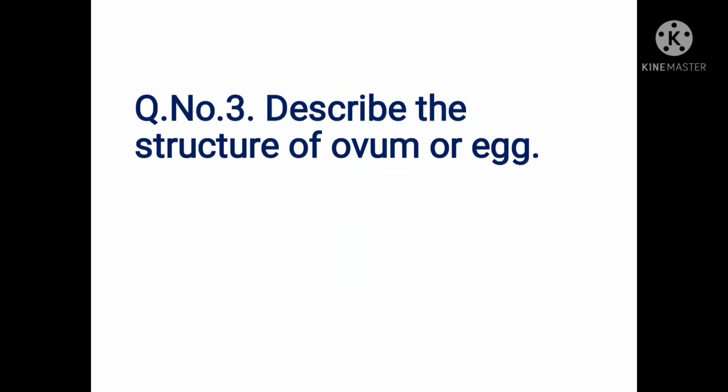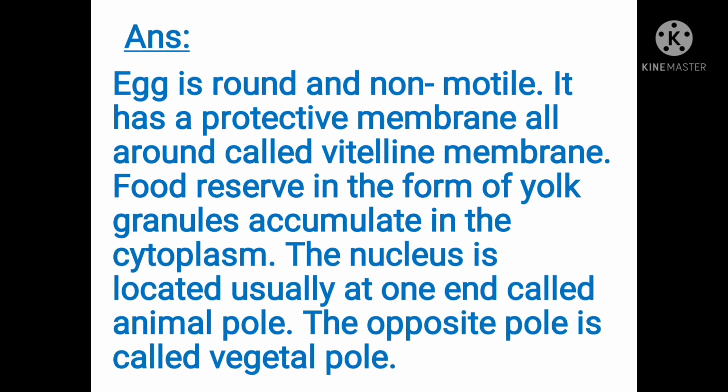The last question is, describe the structure of ovum or egg. Answer. Egg is round and non-motile. It has a protective membrane all around called vitelline membrane.